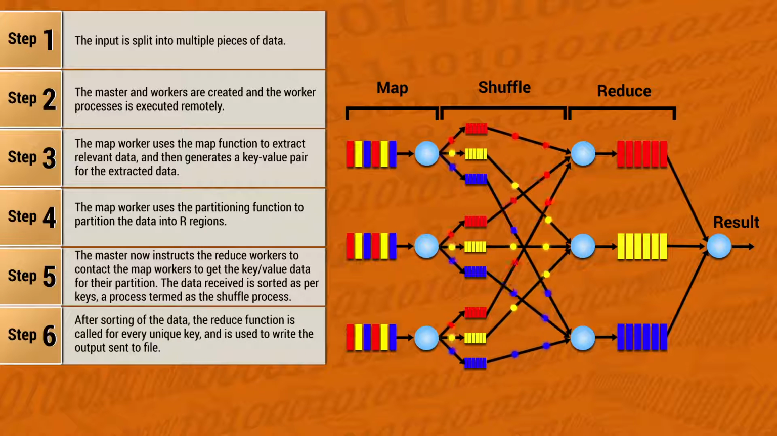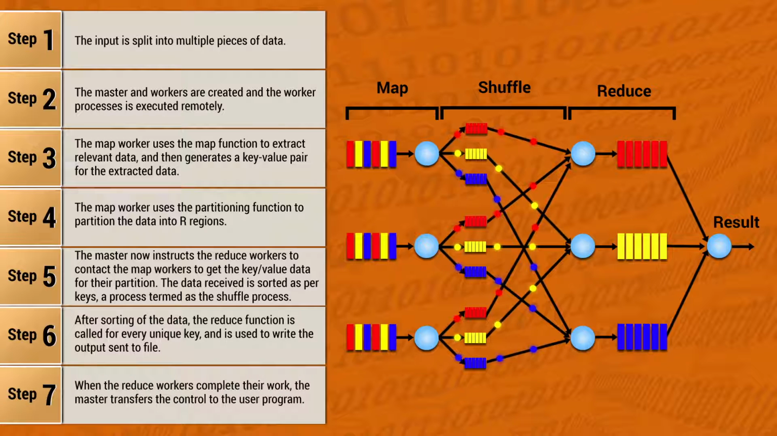After the sorting of the data, the reduce function is called for every unique key and is used to write the output to a file. Finally, when the reduce workers complete their work, the master transfers the control to the user program.